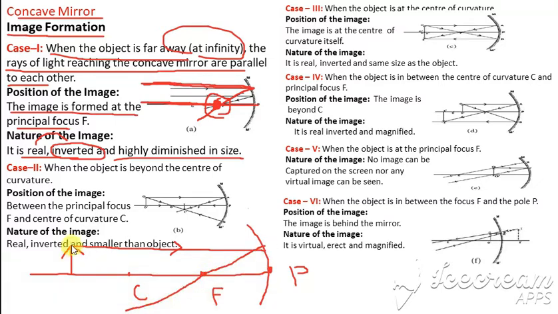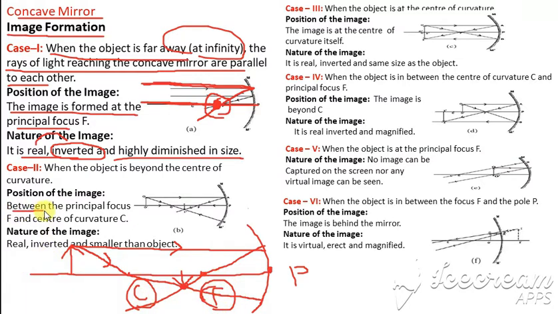Next, one more ray is also coming, which is passing through the center of curvature. A ray passing through the center of curvature comes back along the same side, so it returns along the same path. Where do these two interact? They interact at this place, between C and F.